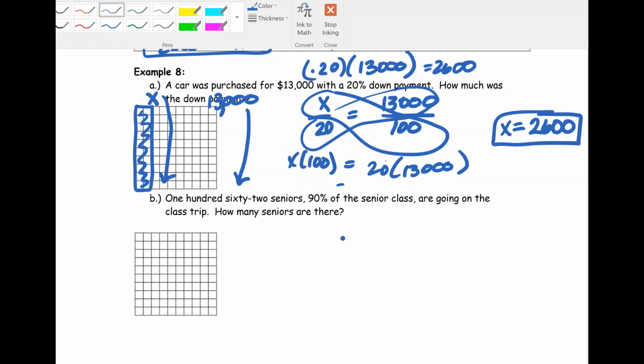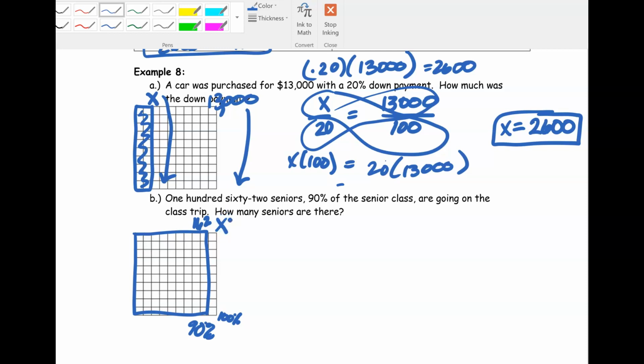So 162 seniors, 90% of the senior class. So I'm just going to draw where 90 would be. So that'd be 90 of these squares. So 90% would be that, 100% would be all the way. 162 seniors, 90% of the senior class. So the 162 goes with the 90%. And then, it's hard to read this, 90% are going on the trip. How many seniors are there?